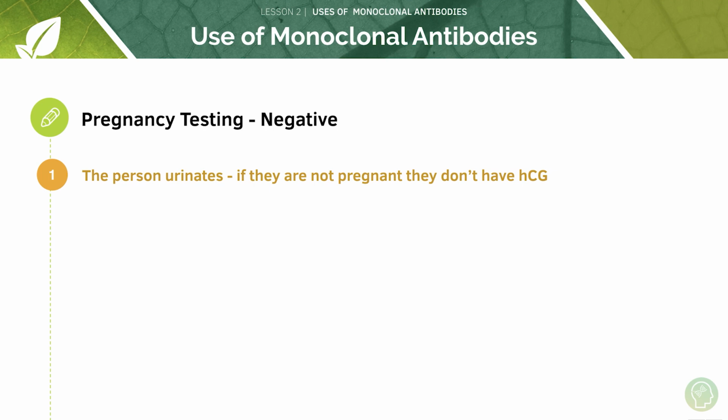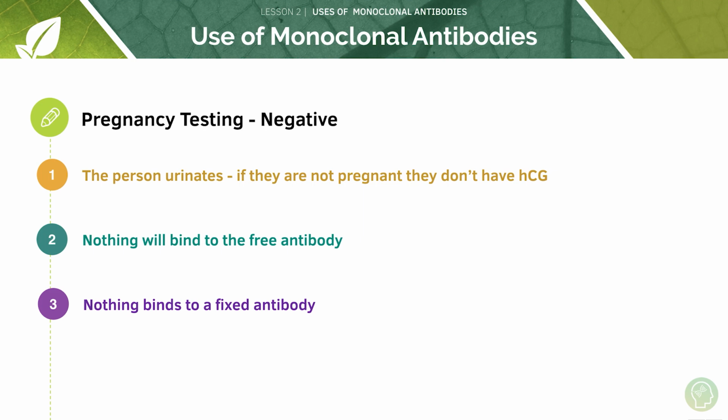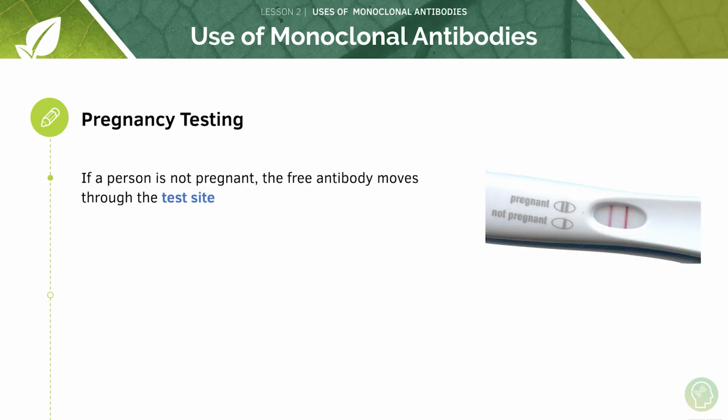However, in a negative pregnancy test, the woman is not pregnant, she doesn't have any HCG present in her urine, so we're going to get no binding to the free antibody. That means we're going to have lots and lots of free antibody in the urine, and nothing binds to the fixed antibody. The only colour change that happens is in the control site, so the free antibody is going to be binding to the fixed antibody in the control site.